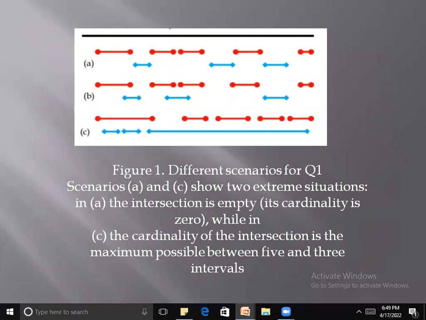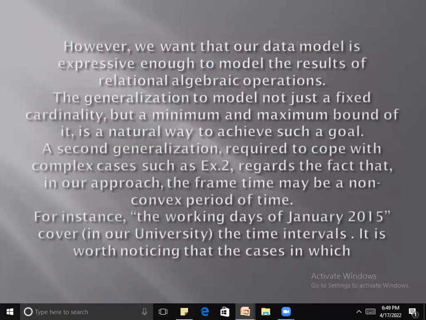In A, the intersection is empty, that is, the cardinality is 0, while in C, the cardinality of the intersection is the maximum possible between 5 and 3 intervals. Next, however, we want our data model to be expressive enough to model the results of relational algebraic operations. The generalization to model not just a fixed cardinality but a minimum and a maximum bound of it is a natural way to achieve such a goal.